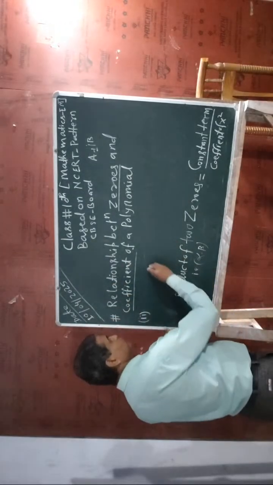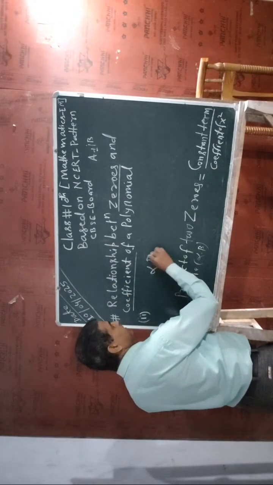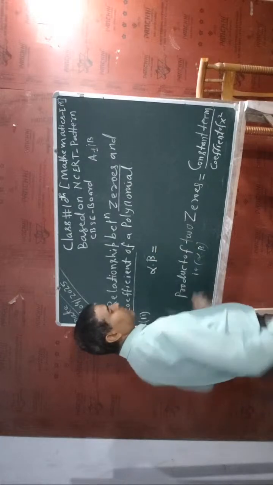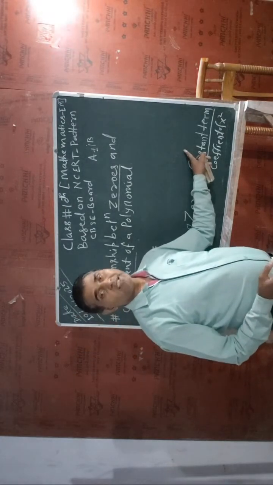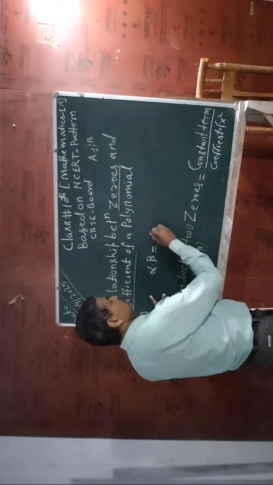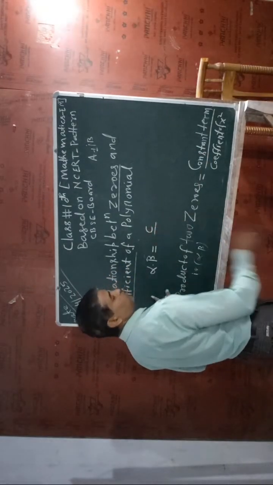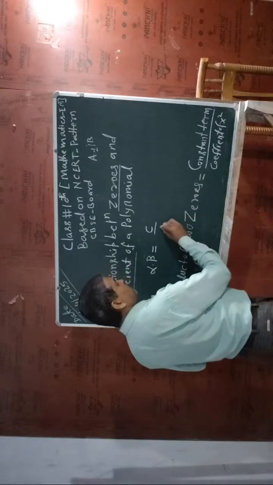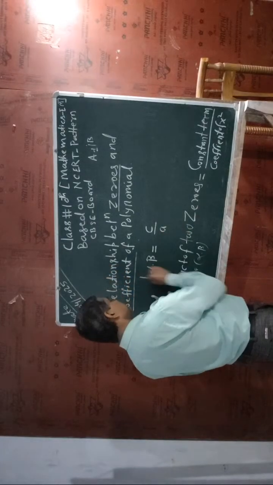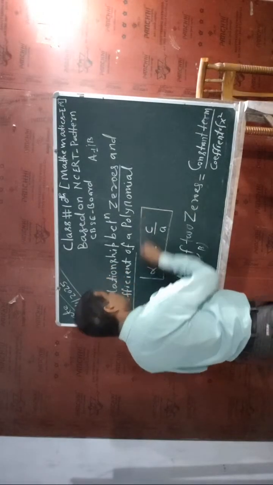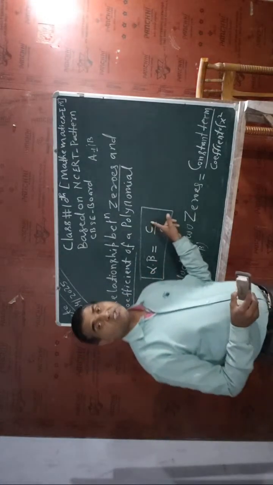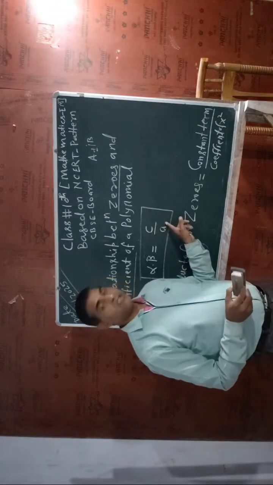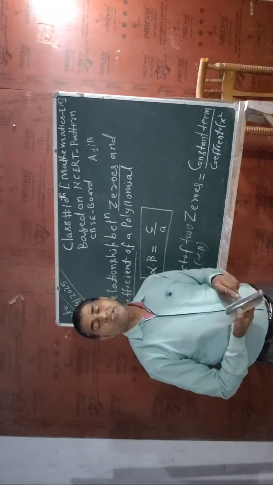Here I will write the product of two roots. One root is alpha and another root is beta. Now in the quadratic polynomial, the constant term is c, divided by the coefficient of x square, which is a. It means that the product of both roots, alpha into beta, is equal to c divided by a.